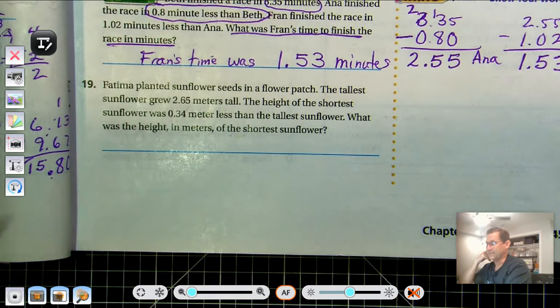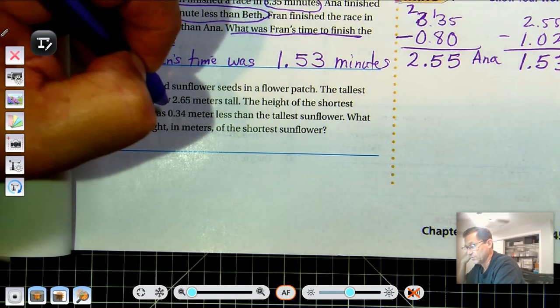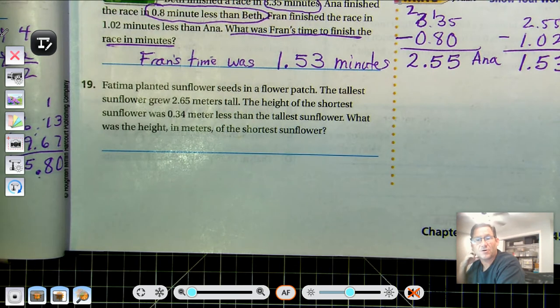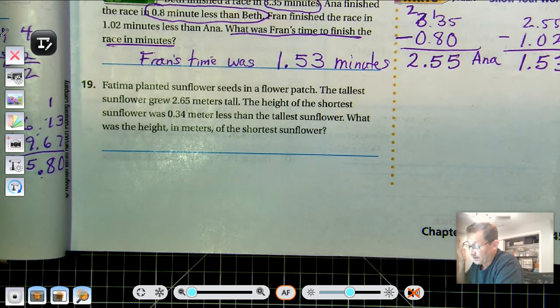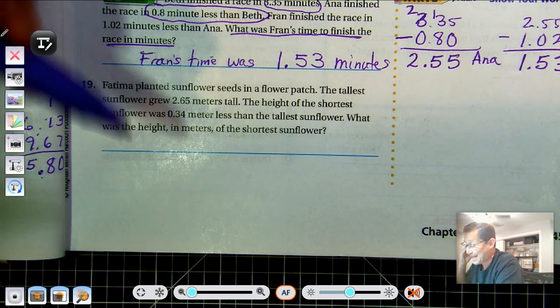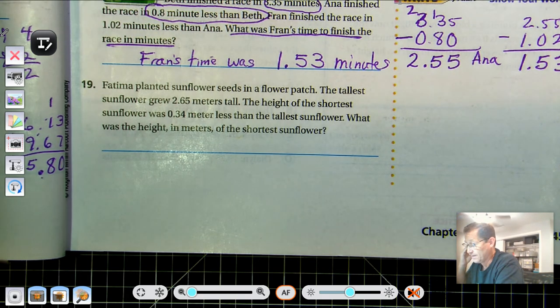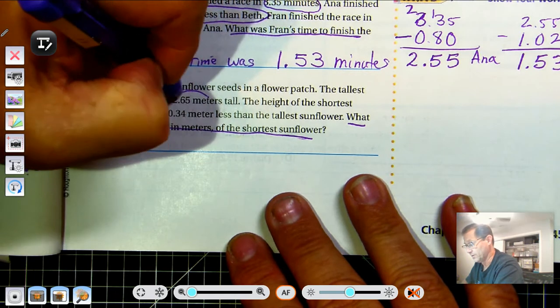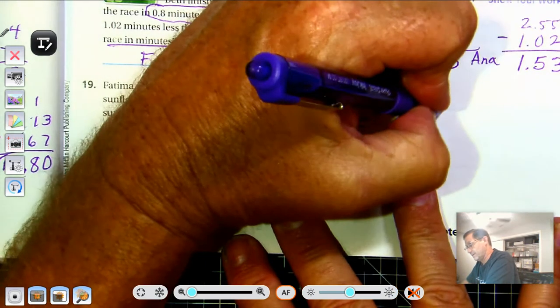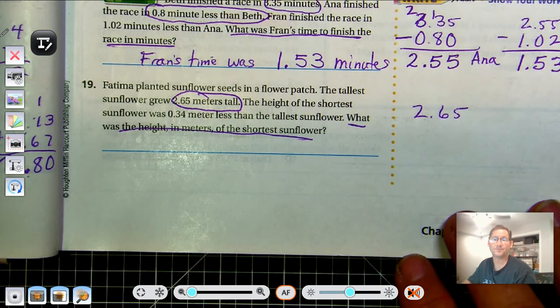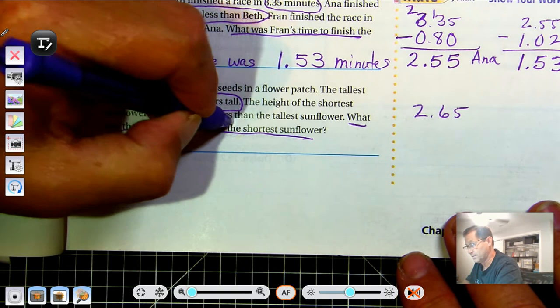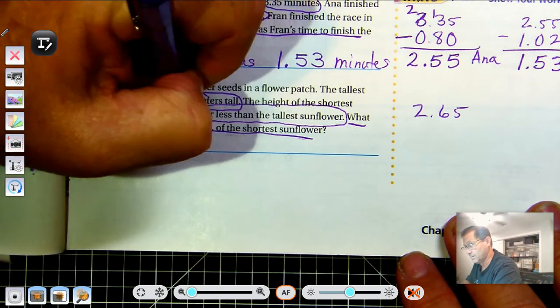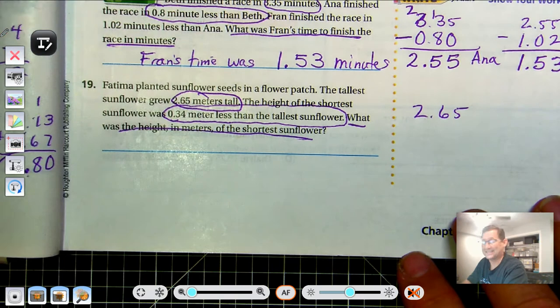Fatima planted sunflower seeds in a flower patch. The tallest flower grew 2 and 65 hundredths meters tall. The height of the shortest sunflower was 34 hundredths meter less than the tallest sunflower. What was the height in meters of the shortest sunflower? All right, so we know the tallest one was 2 and 65 hundredths meters. The shortest was 34 hundredths meters less than that.